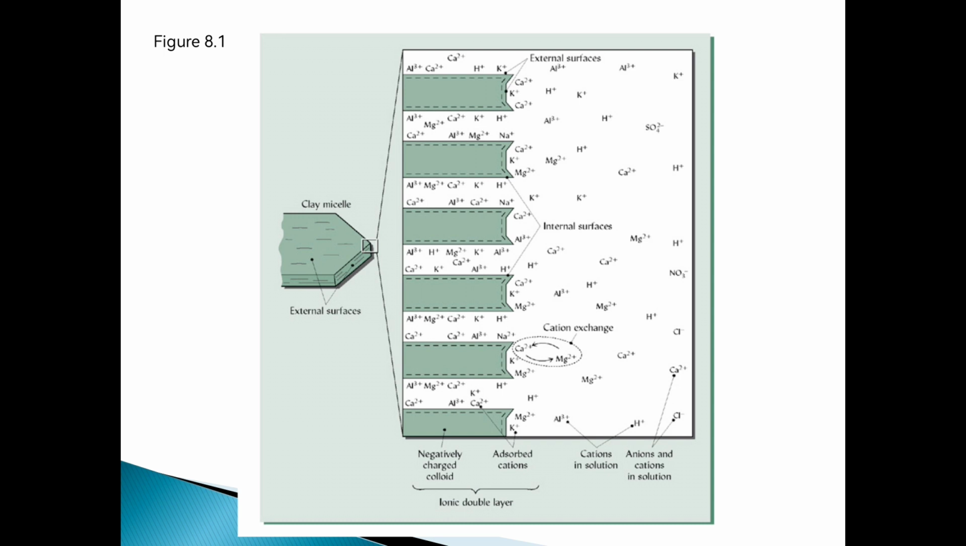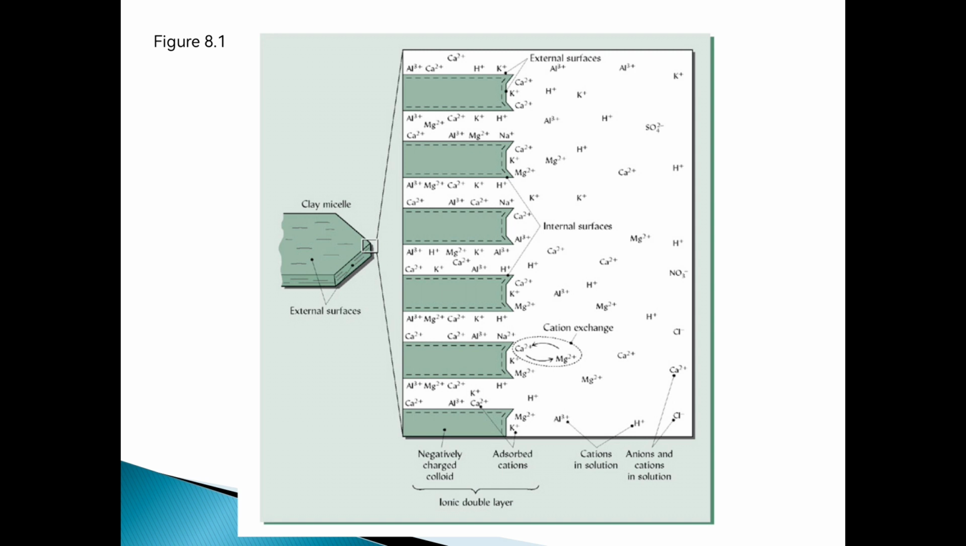So, imagine this is the clay particle. So, this is a clay micelle, and it has external surfaces. If we zoom that picture there, yung nasa gitna, we have there the different external surfaces and internal surfaces. So, external meaning nasa labas, internal naman is nasa loob. And in the lower side, we have there negatively charged colloid, and they also have here the adsorbed ions, cations in the solution, and ions and cations in solution.